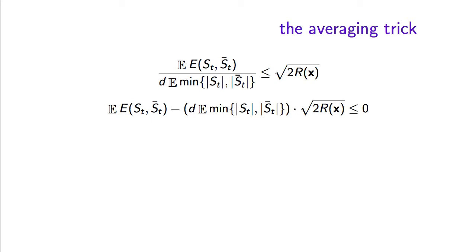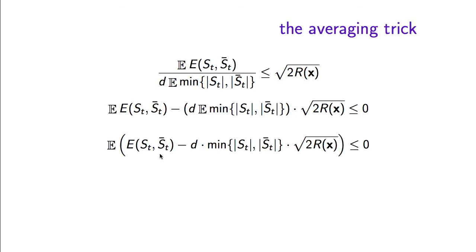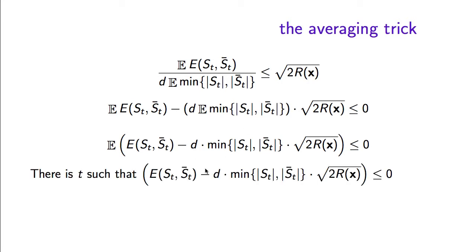So let's see why. We can multiply both sides by d times the expectation of this set and bring this to the other side. Apply the linearity of expectation. And now we have that the expectation of this expression is at most 0. For this to be true, at least sometimes this expression must be smaller than or equal to 0. Because if it were always strictly positive, its expectation couldn't possibly be smaller than or equal to 0. So what's the sample space of this random variable? It's the ways in which we choose t. So there must be some choice of t such that this expression is smaller than or equal to 0.